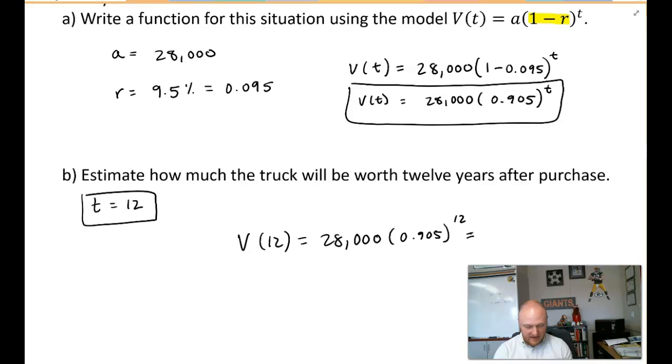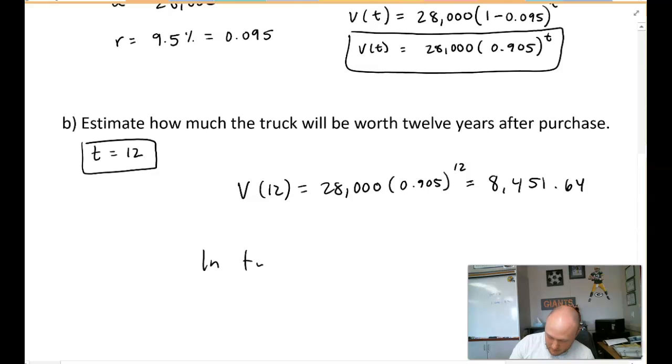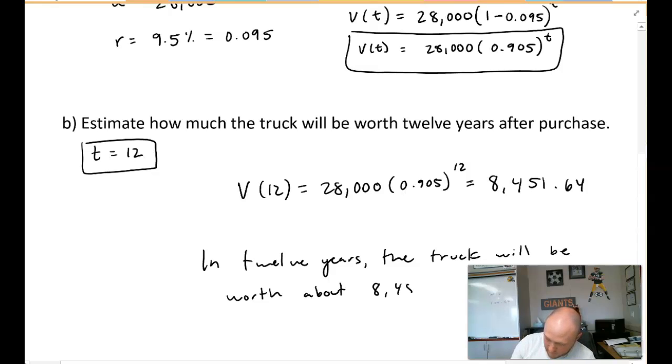It's sad, really, how fast cars lose their value. It's like $10,000 right when you drive off the lot. Something wild like that. Okay, and I got $8,451.64. Okay, so in 12 years, the truck will be worth about $8,451.64.